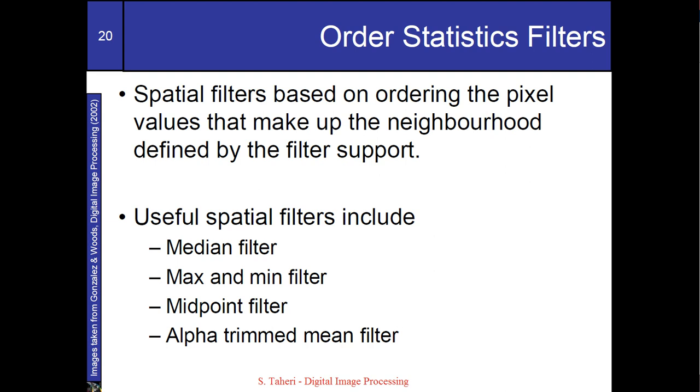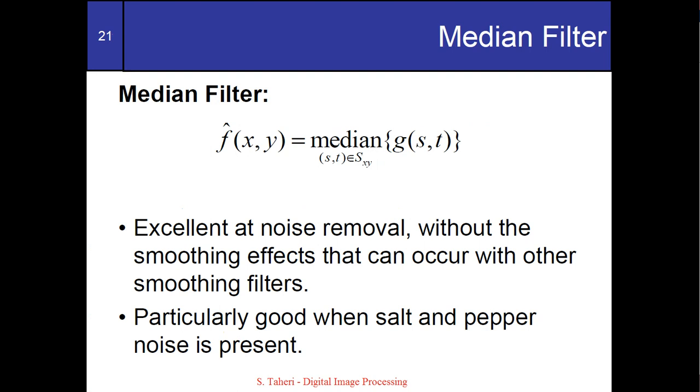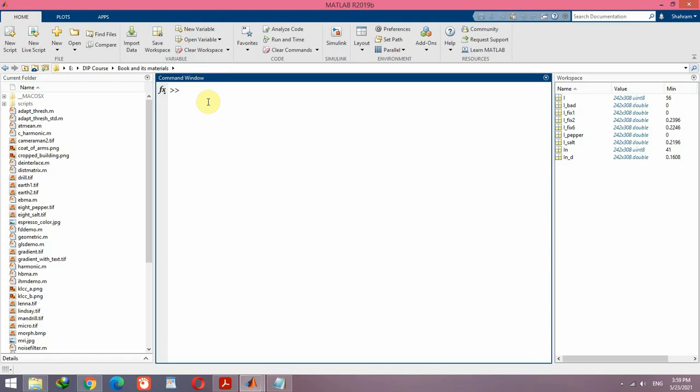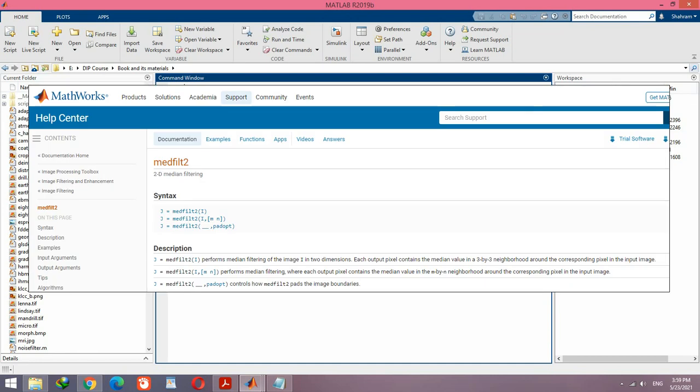Let's check the order statistic filters. The median filter is the most popular example of an order statistic filter. This filter simply sorts all values within a window, finds the median value, and replaces the original pixel value with the median value. It is commonly used for salt and pepper noise, and because of its popularity, the median filter has its own function provided by the image processing toolbox. The name of the function is medfilt2.